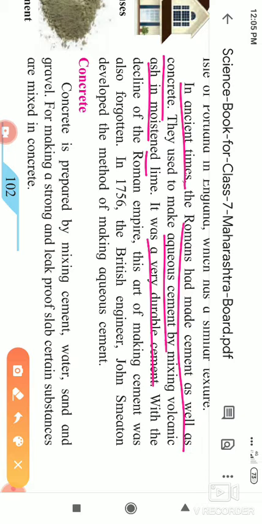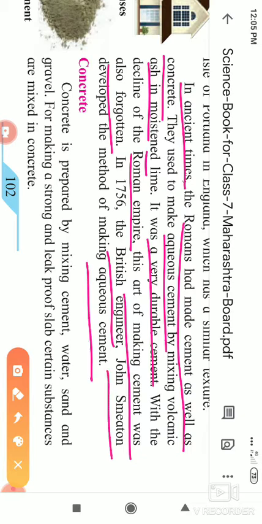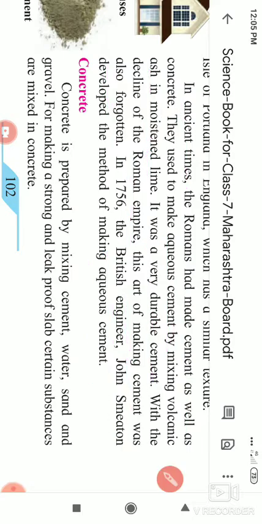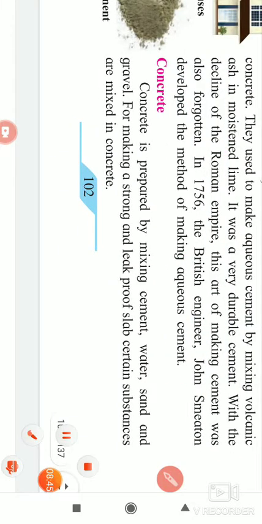With the decline of the Roman Empire, this art of making cement was also forgotten. Okay, in 1756 the British engineer John Smeaton developed the method of making aqueous cement.